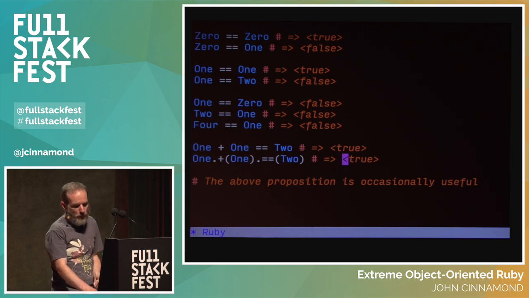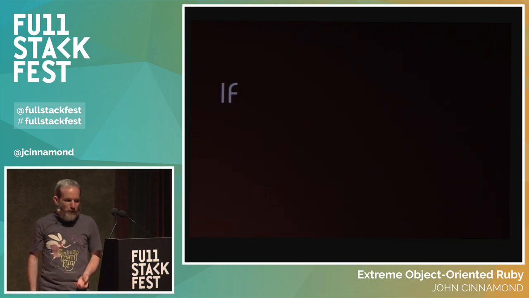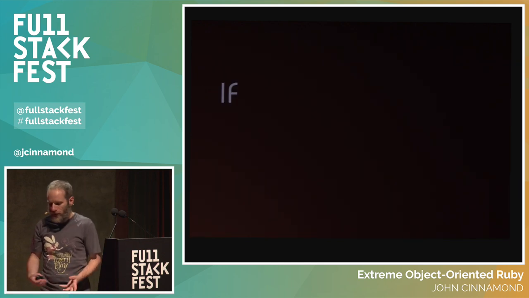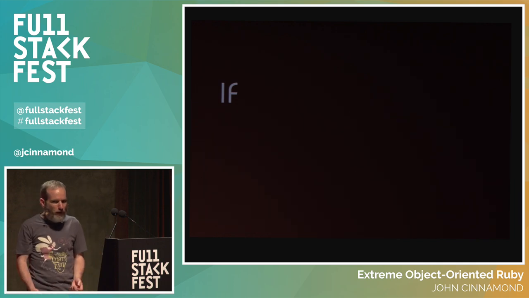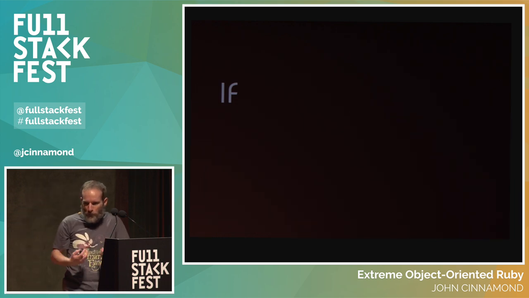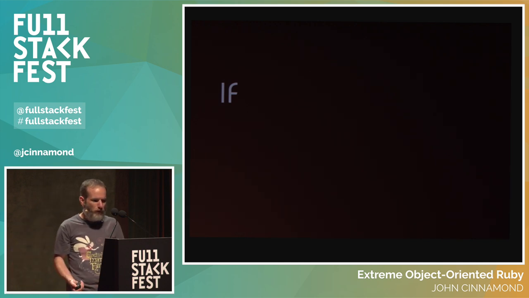There are lots of other things in Ruby we could look at, but I don't have time to do everything. The thing I want to look at next is this concept of if. Now we saw this in Sandi Metz's talk, and she said we don't need if statements. And it's probably true, but I quite like having them. I'd like to be able to use some if-like construct in my code. So how do we make this work?